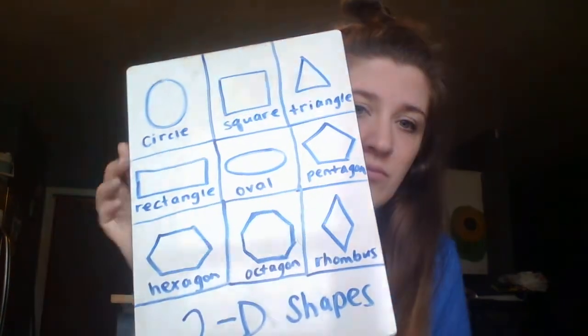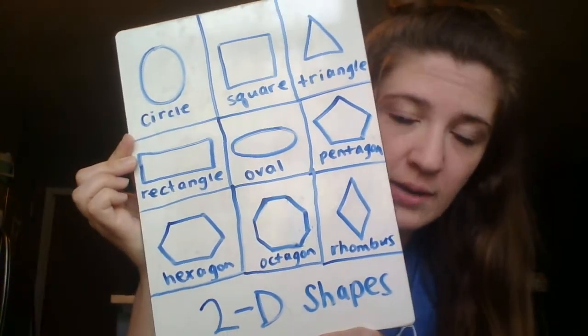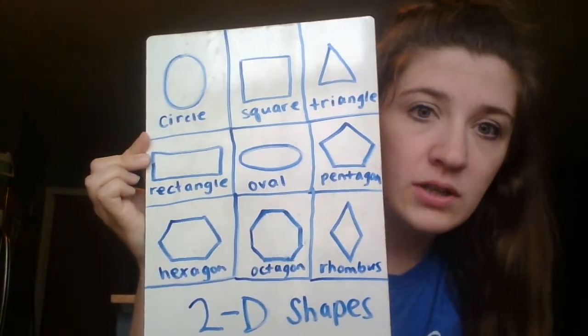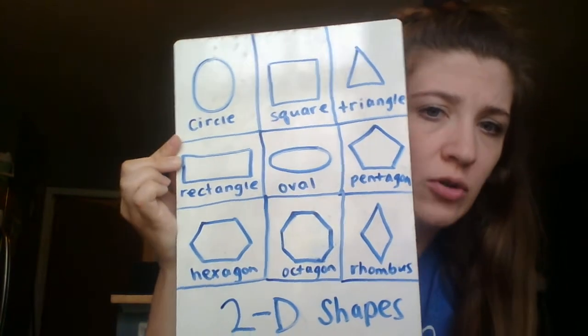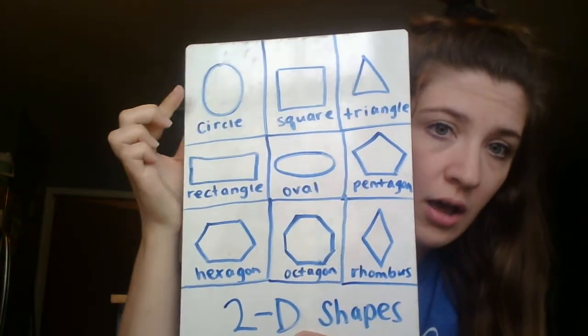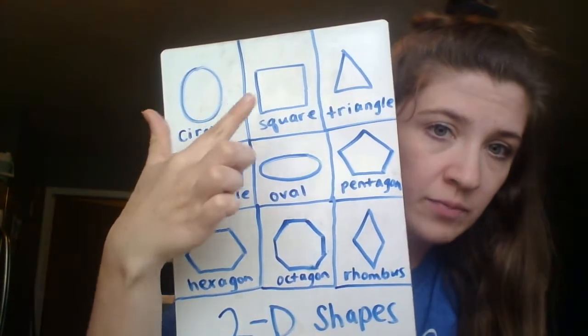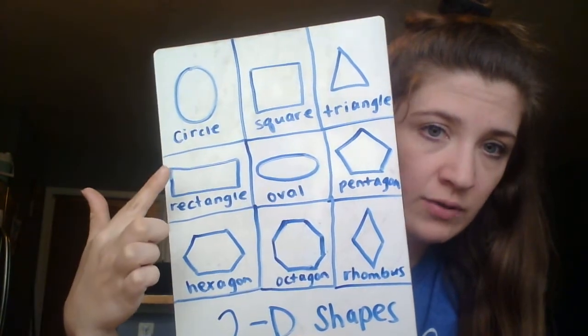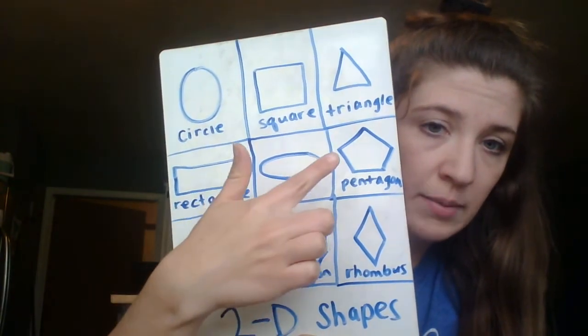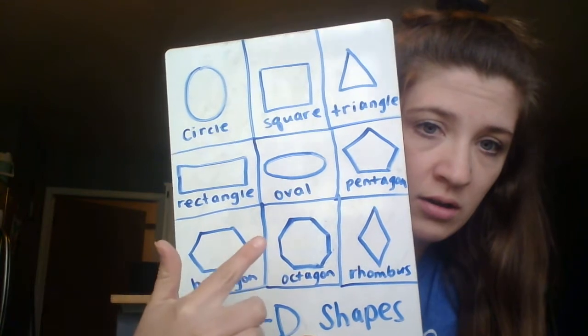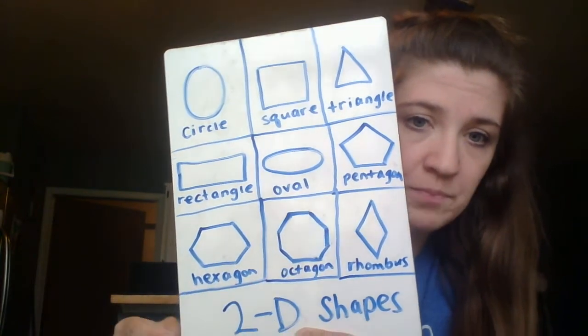So right now I want to talk to you about 2D shapes. So most of these shapes you should already know by name, hopefully. We have a circle, a square, a triangle, a rectangle, an oval, a pentagon, hexagon, octagon, and rhombus.